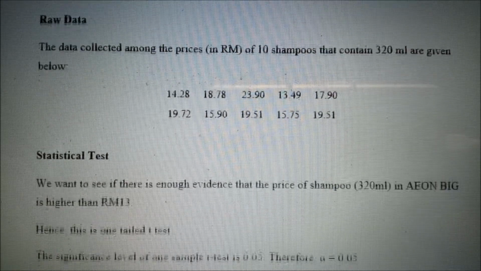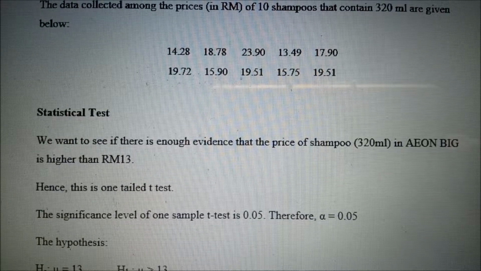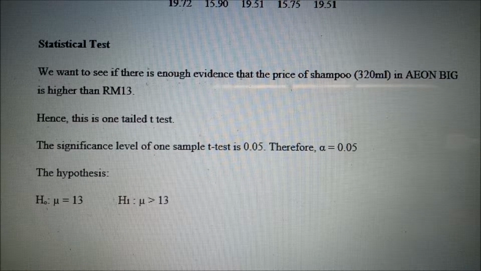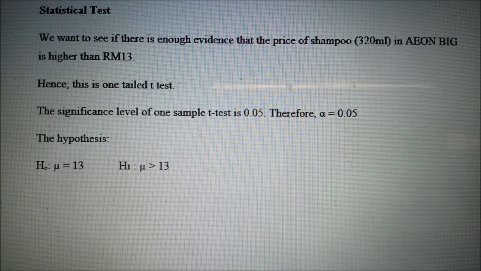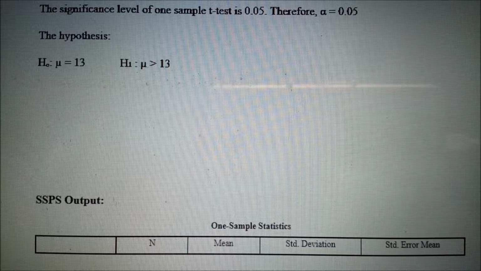Okay, the statistical test. We want to see if there is enough evidence that the price of shampoo 320 ml in Aeon Big is higher than 13 ringgit. Hence, this is a one-tailed t-test. The significance level of one sample t-test is 0.05. Therefore, alpha equals 0.05. The hypothesis is as stated.